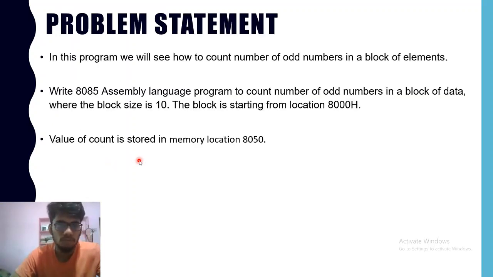So basically the problem statement for this given program is to count the number of odd numbers in the given block of elements. For this particular program which I will be discussing, the block size is 10. So we will be starting from the location 8000H till 8009H. We will be storing 10 numbers, and then the count of odd numbers will be stored in memory location 8050H.